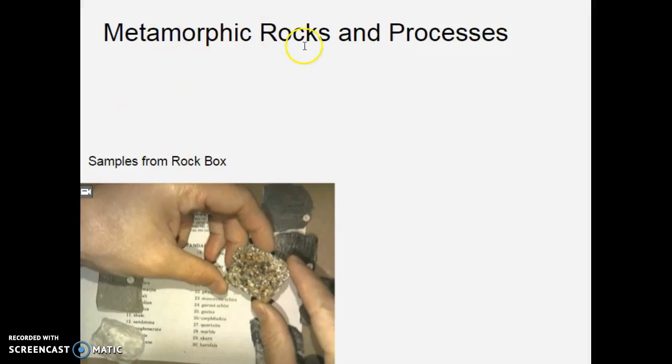Alright, this lecture is on metamorphic rocks and processes. If you want to go back and look at this slideshow, you can actually view rock samples that I talk you through in class.